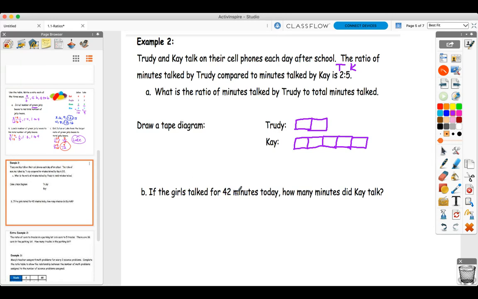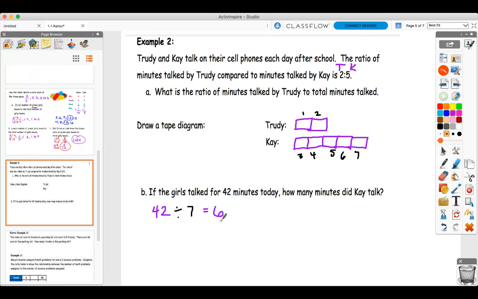If the girls talked for 42 minutes today, how many minutes did Kay talk? So we know that the total is 42. So what matters here is that if we're looking at the total minutes, that means we need to know the total number of parts that we have here. So we have 1, 2, 3, 4, 5, 6, 7 parts here. So you're going to be dividing this 42 by 7, and you're going to get 6. So 6 times 7 is 42.